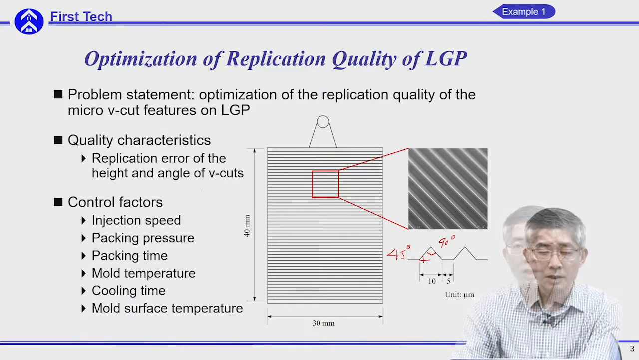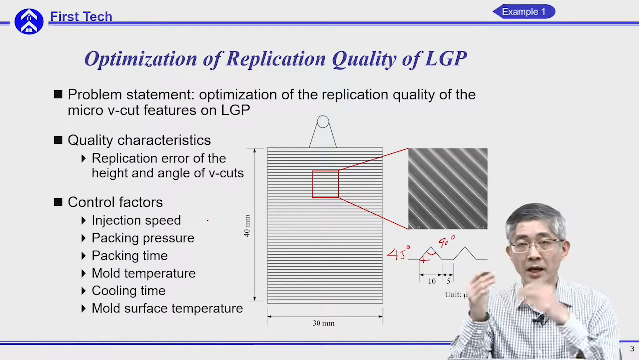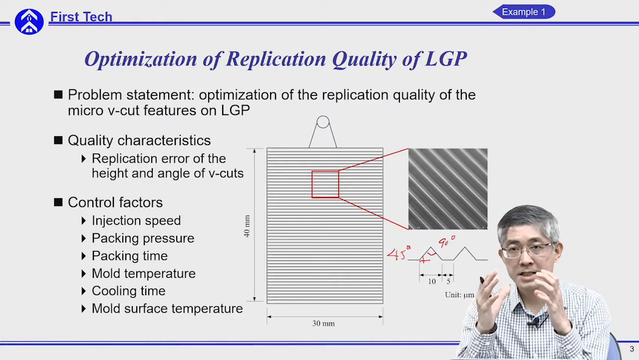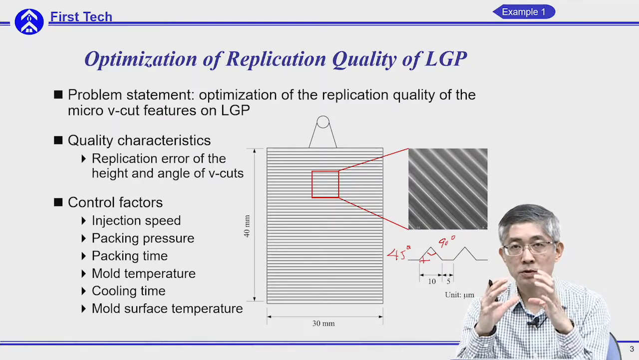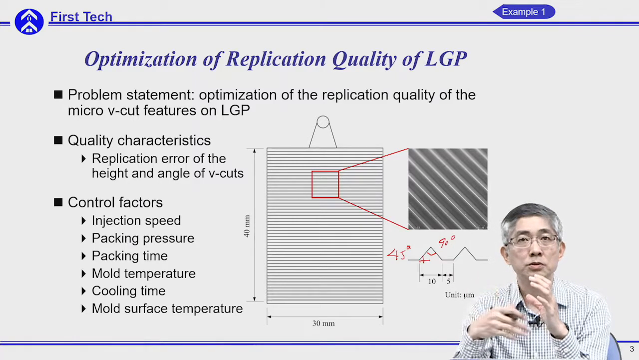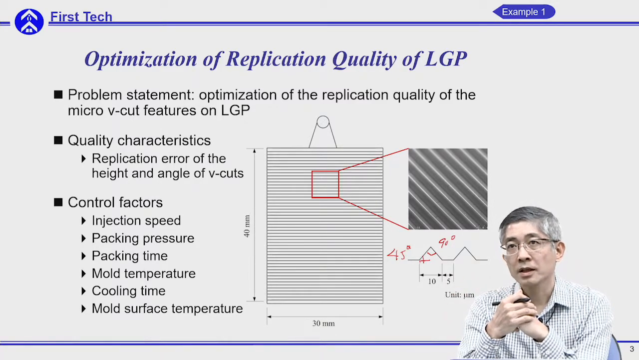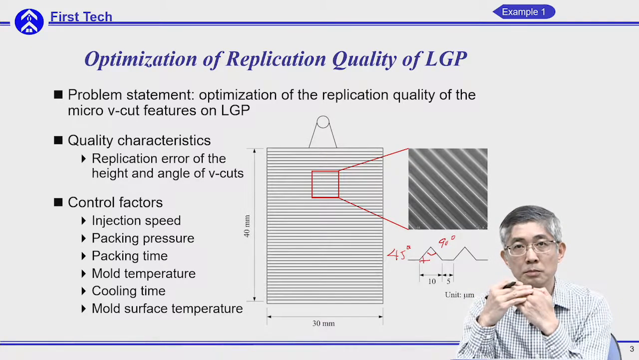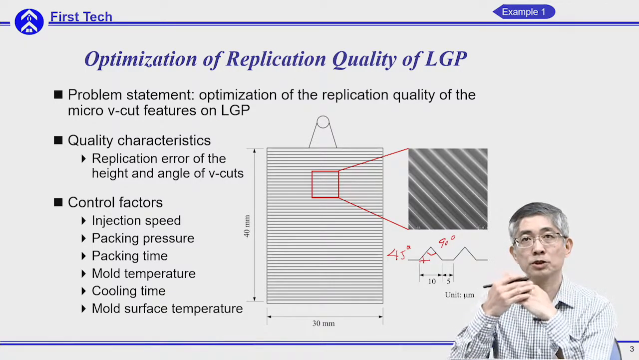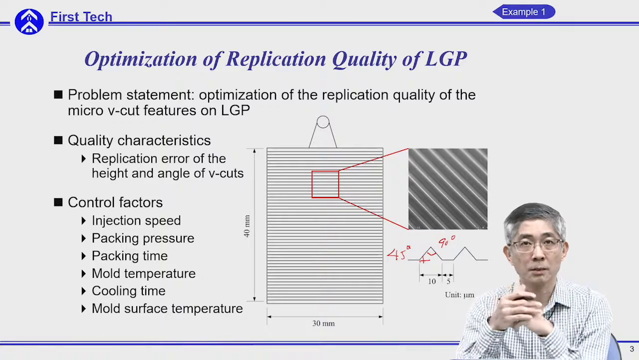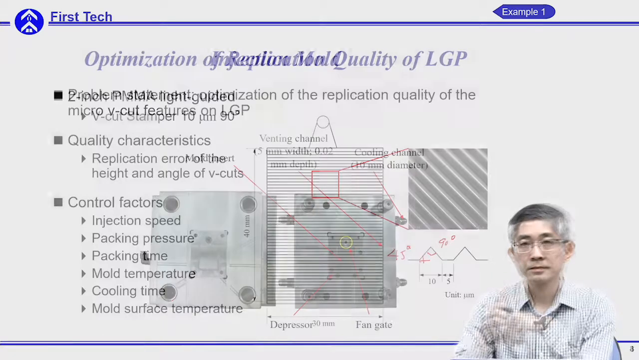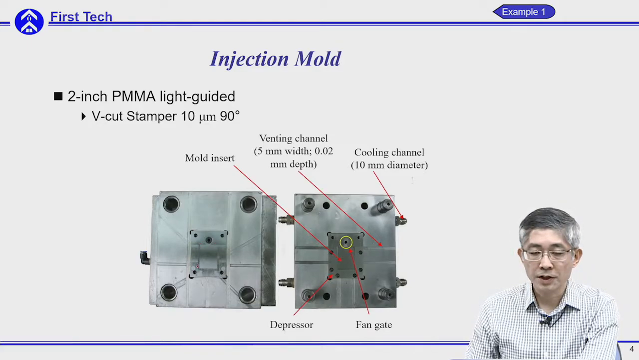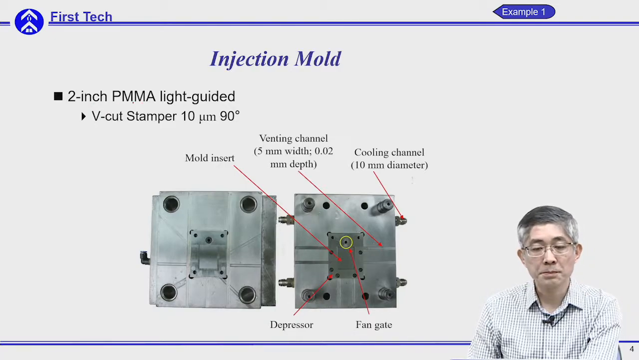The control factors include injection speed and the packing pressure when you push the resin into the mold, and for a certain packing time, then you need to hold the temperature of the mold. And for a certain time, then you need to cool it down, which is the cooling time. There's another special technique used in this paper: using induction heating on the mold surface, to increase the surface temperature without increasing the whole mold temperature, in order to reduce the cycle time. This is the geometry of the mold, and the stamper is set over here, which is 2 inches, and the material will be PMMA.